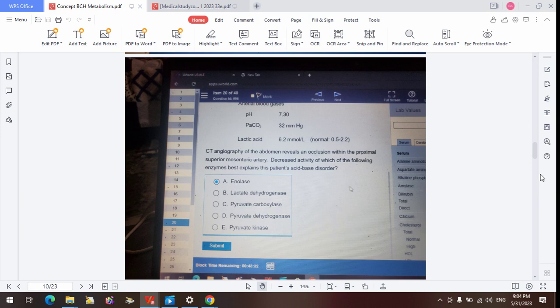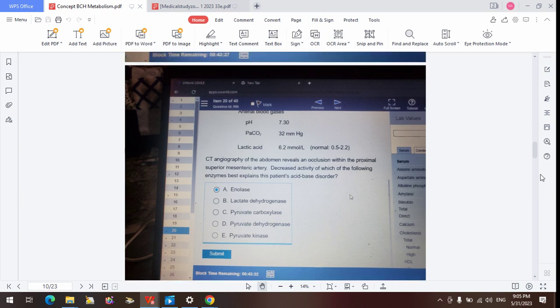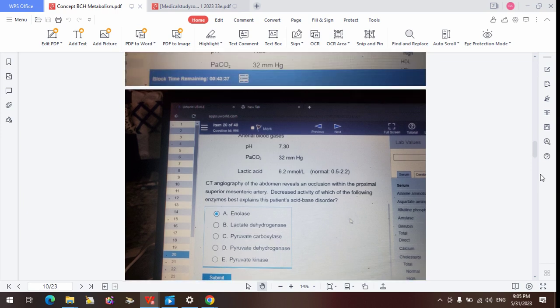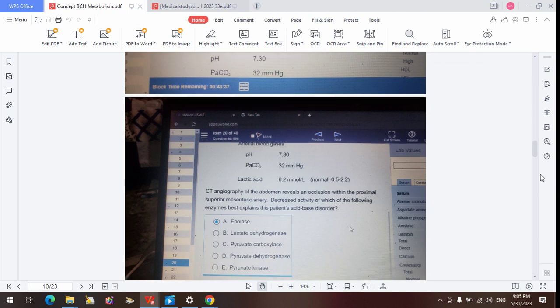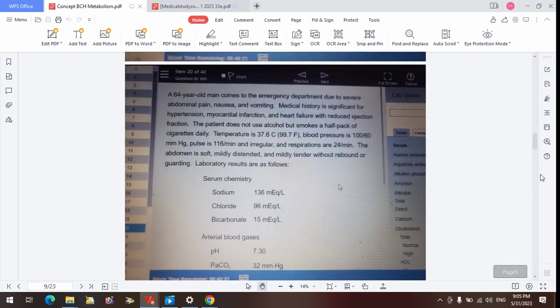So what do you think? You look at that lactate. You know that lactate is high, it's pretty high. What do you think can cause it? Okay, whatsoever would make lactate high, so more likely a deficiency of pyruvate dehydrogenase. Exactly. It's due to deficiency of pyruvate dehydrogenase.